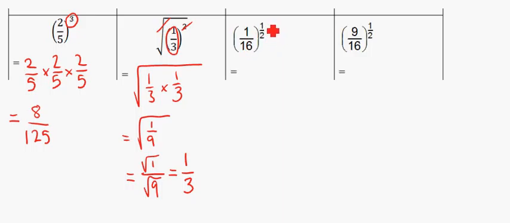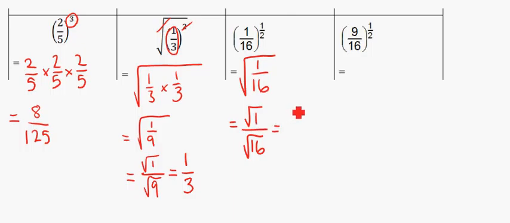Right, 1/16 to the power of a half. Now I think we've already mentioned in part 2 that raising anything to the power of a half is exactly the same as square rooting. That's another way of writing square root, to raise a number to the power of a half. In square rooting fractions, it's enough to square root the numerator and the denominator separately. Square root of 1 is 1, and the square root of 16 is 4.